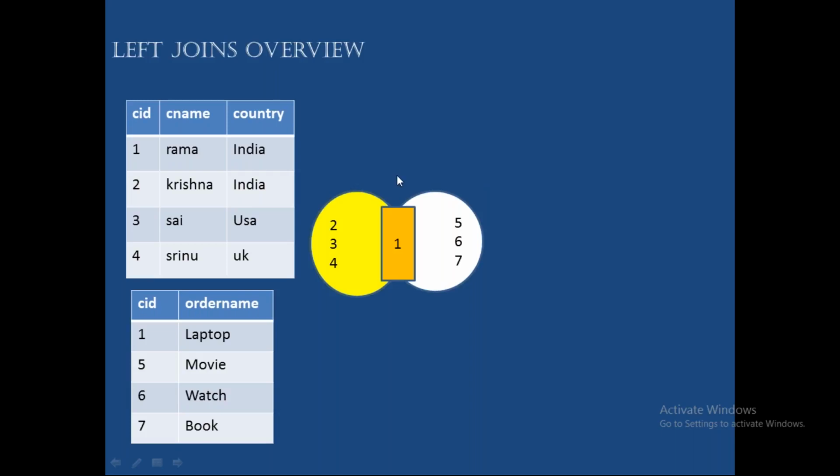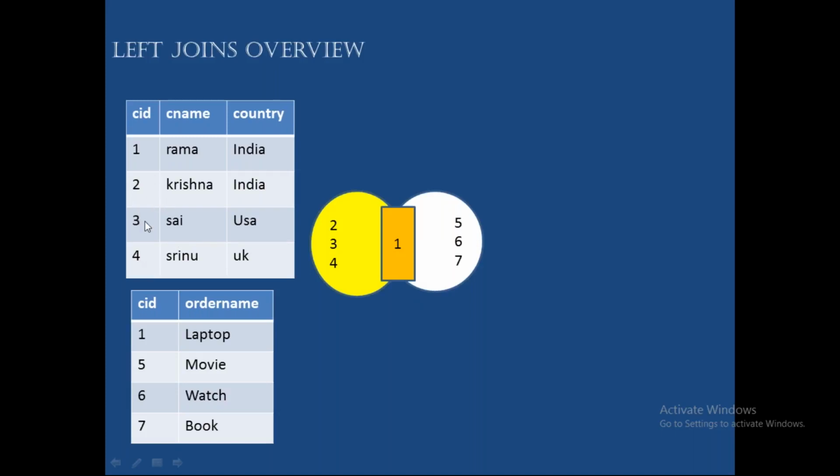So to get 2, 3, 4, what I can do is say wherever order name is null, give me only those records. See here, you have one laptop, and then null, null, null, null, null, null. When I say order name is null, wherever order name is null, give me only those records. Then I will get 2, 3, 4.